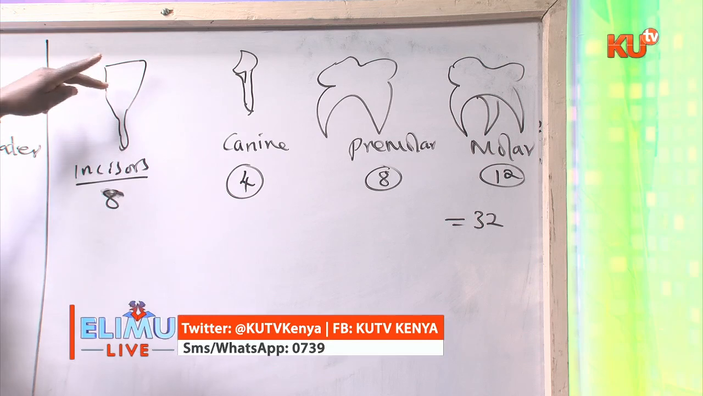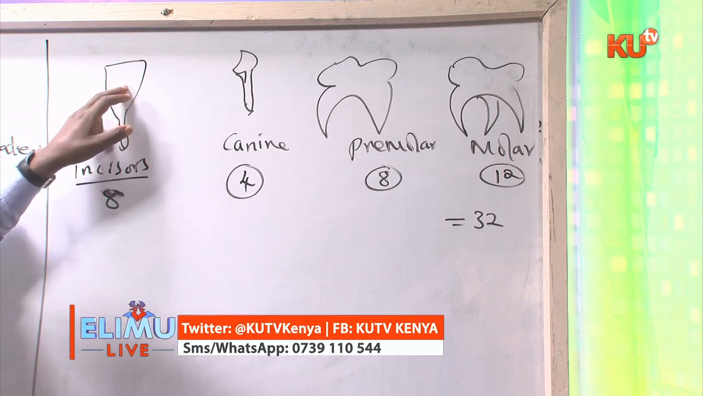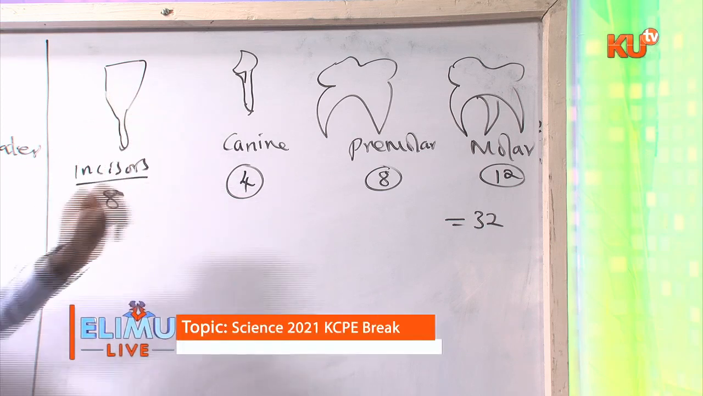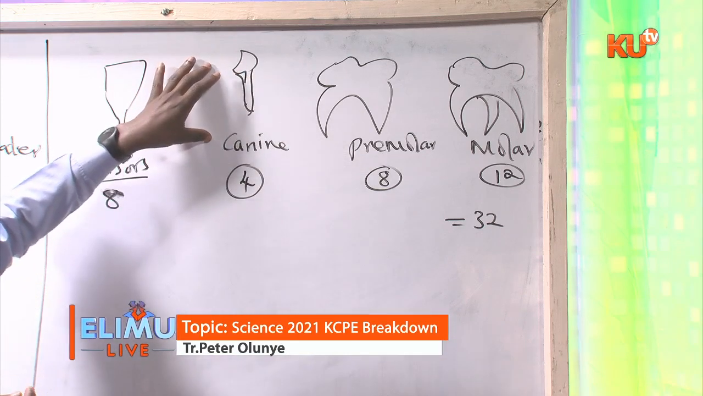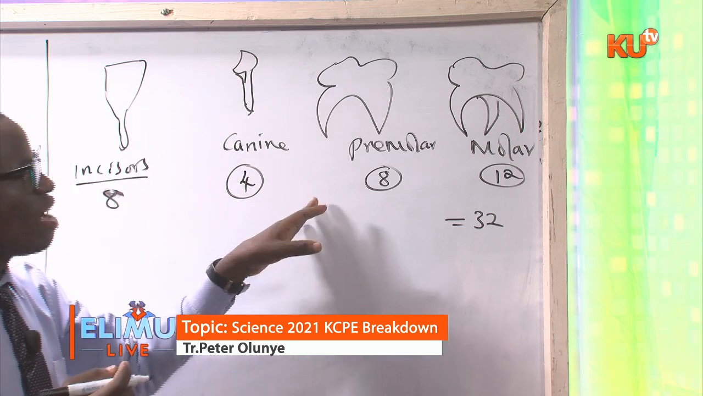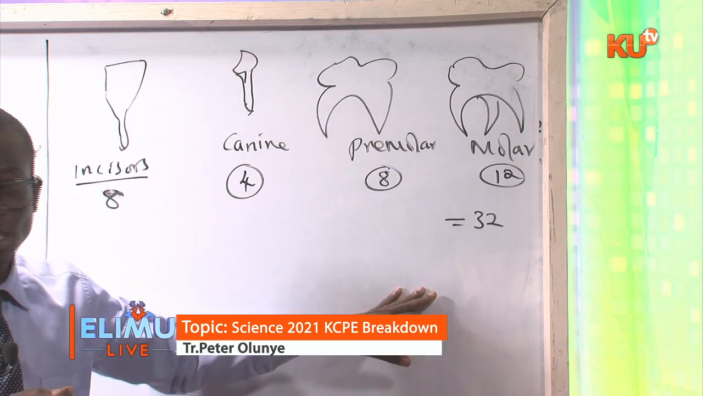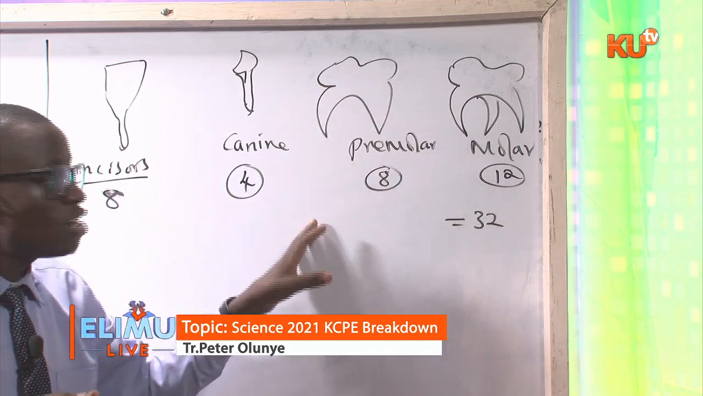Incisors are used for cutting, biting. Sometimes we'll talk about nibbling, but this one is for the rodents. Then we have canines, tearing. Examiners can talk about gripping, grasping. Then also we have premolars, where they grind, they chew, they crush. So the premolars and the molars, their functions are the same.